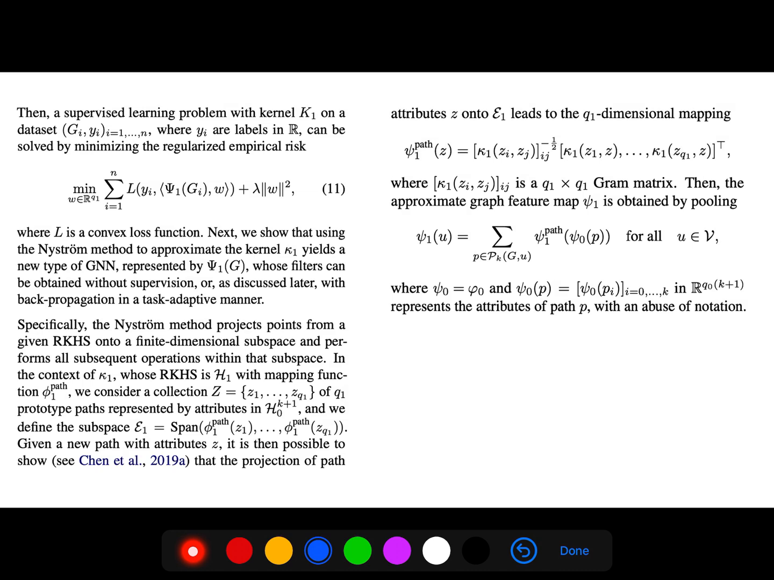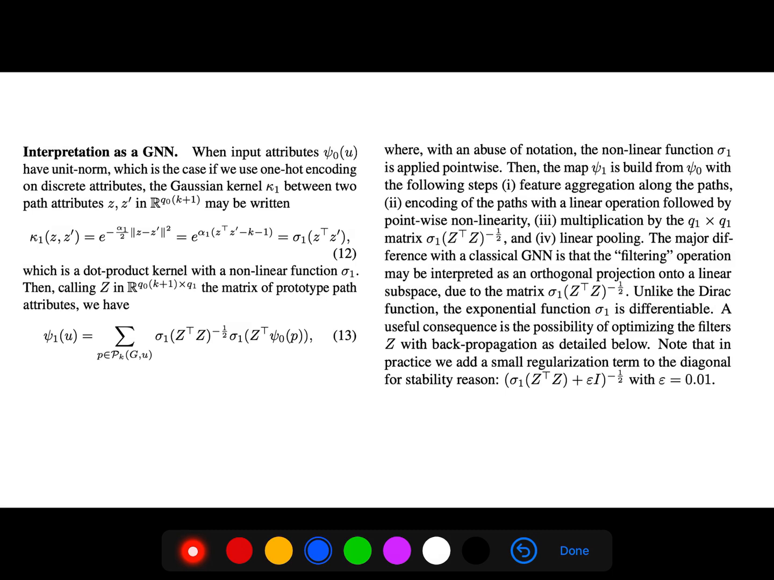So the Nystrom method projects points from a given RKHS onto a finite dimensional subspace and performs all subsequent operations within that space. Now we define this subspace which spans phi 1 of z sub 1 to z sub q. Given a new path with attribute z, it is possible to show that the projection of path attributes onto this span leads to a q1 dimensional mapping. And these are the Gramian matrix, the entries of the Gramian matrix. And then the approximate graph feature map is just pooling all of these.